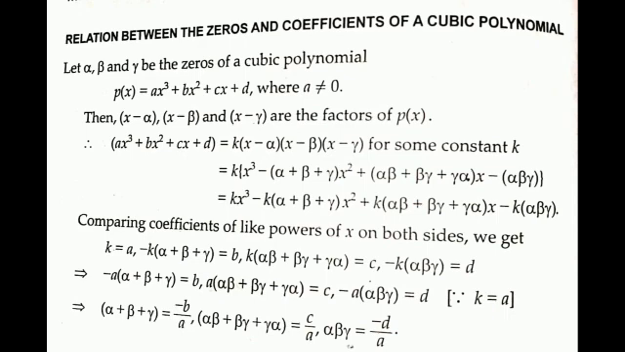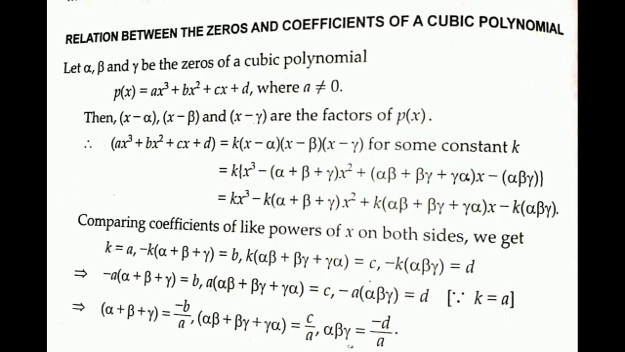Now, since the degree of the cubic polynomial is 3, it will have at most 3 zeros. Let alpha, beta and gamma be the zeros of the cubic polynomial. So in this situation, x minus alpha, x minus beta and x minus gamma will be the factors of the polynomial p(x).